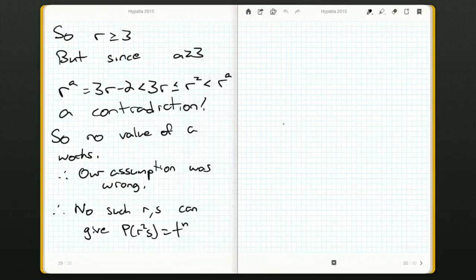And so knowing that r can't be 2, r is still a prime, r's got to be at least 3. R is at least 3, and now at this point a is at least 3. We can get an inequality showing that r to the power of a must be less than r to the power of a, and that makes no sense. That is a contradiction. And that shows us that no value of a will satisfy equation 1. And if part of this falls apart, the whole thing falls apart, so our assumption must be wrong. And that means that we can get no distinct primes r and s to give us p of r squared s to be a power of a prime. All right.